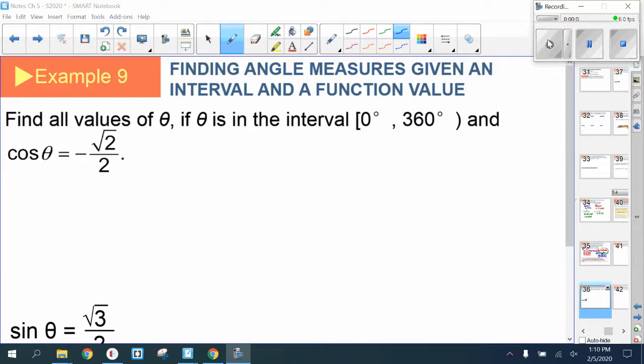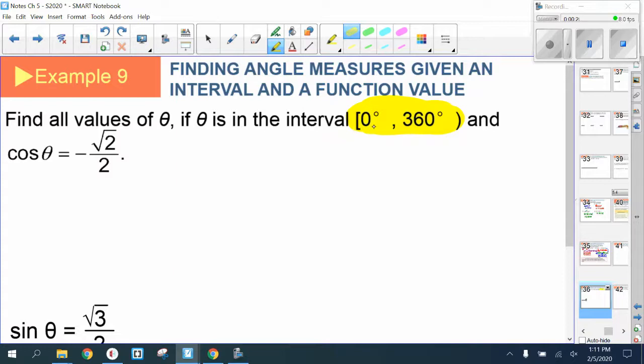Example 9, find all values of theta if theta is in the interval from 0 to 360. All right, that's going to be kind of important that we do. This is a really, really important question. Probably the second most important question of the entire year. This question will come back over and over again. So this lesson, this section right here is really important.